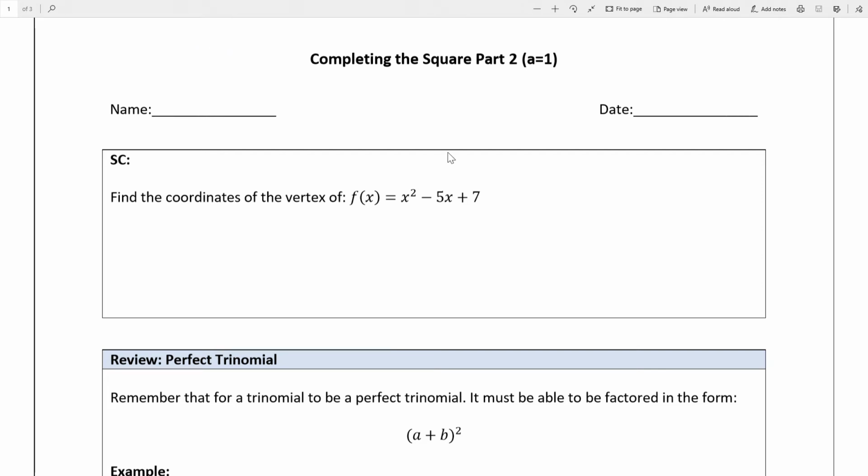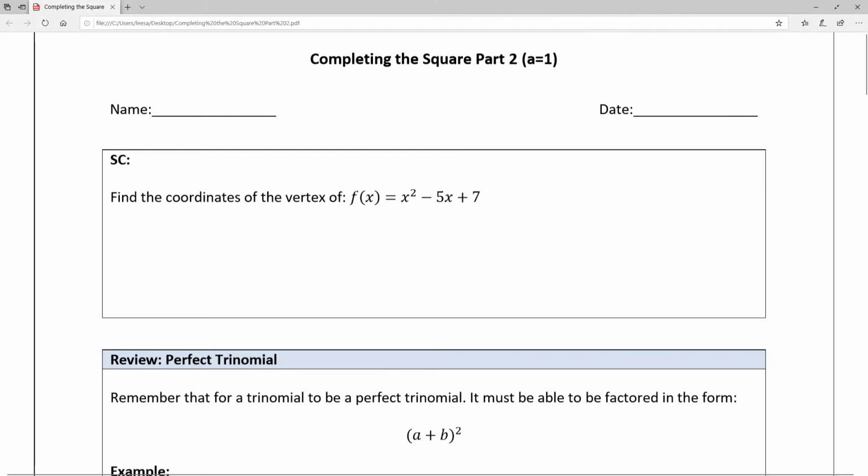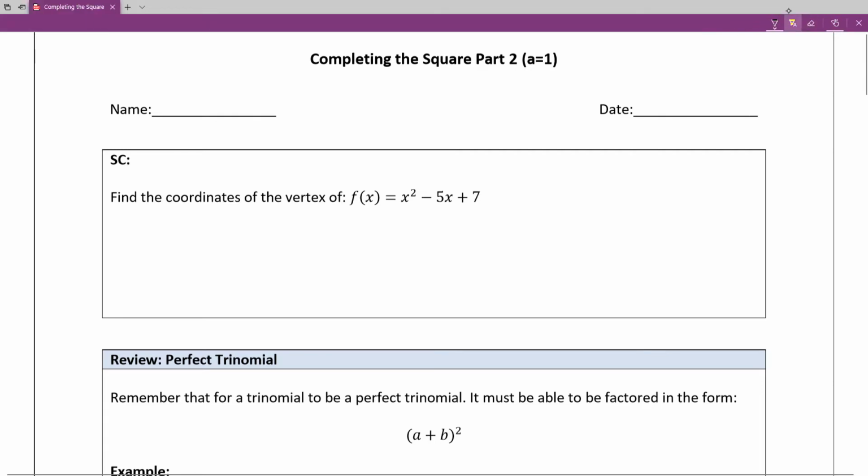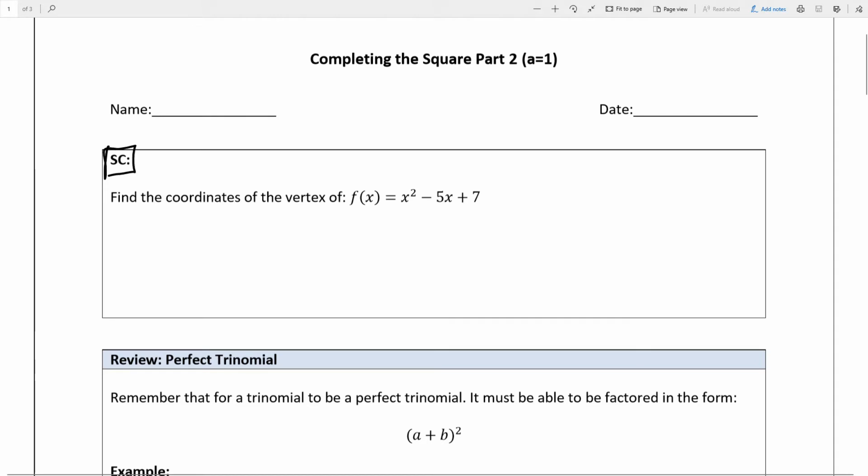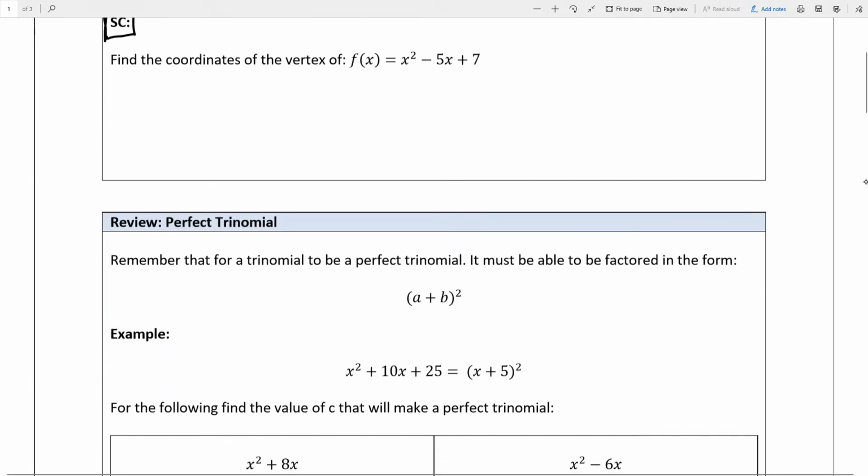In this video, we're going to cover completing the square, but more formally than last class. So let's get started. So here's the success criteria. We want to make sure we're able to answer this at the end of the video. If we are able to answer, that means we've understood pretty much all the concepts that are introduced in this video.